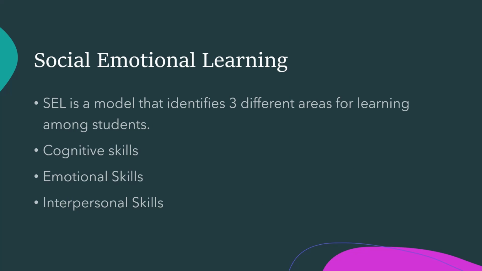Very briefly, the social emotional learning model, or SEL, identifies 3 areas that can help integrate a student's emotional world into the classroom and improve overall student performance. Cognitive skills, which includes the ability to sustain attention and control impulses. Emotional skills, which include emotional knowledge and behavior regulation. And interpersonal skills, which involves the ability to understand social cues and resolve conflicts with peers.